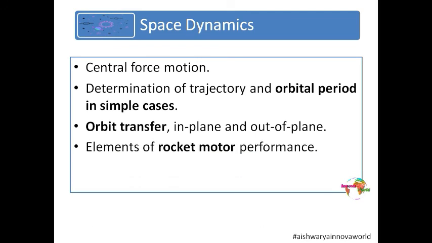Next comes elements of rocket motor performance and multi-staging of rockets. Here they ask problems about multi-staging of a rocket, what the components of the structure and propellant are, and so on. They ask about the mass ratio of a rocket. That's an important topic. Here come the books.